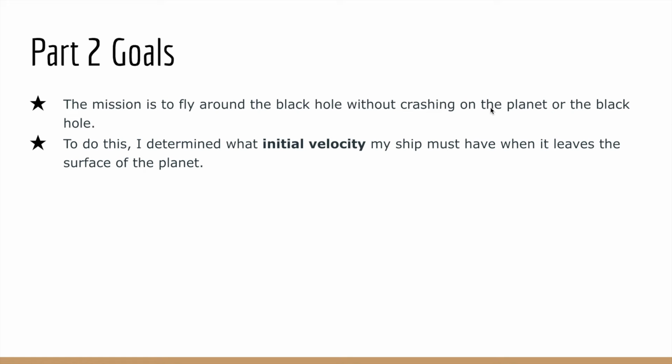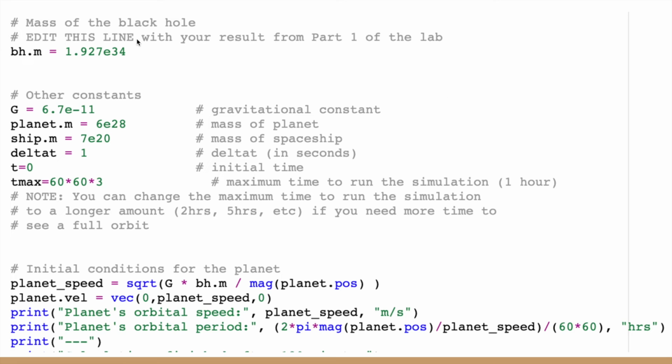So, part 2 of the lab: the goal is to fly around the black hole in a spaceship without crashing on the planet or the black hole. To do this, I determined what initial velocity my ship must have when it leaves the surface of the planet. Here's my code. I got this mass of the black hole from my previous model, and here are the constants, and I set my Tmax to 3 hours, as you can see here.